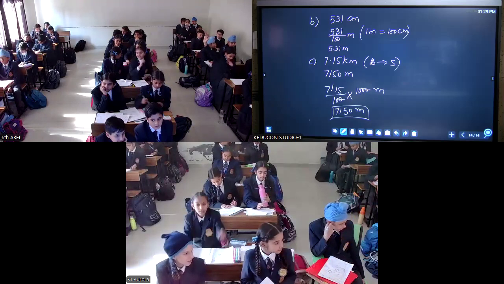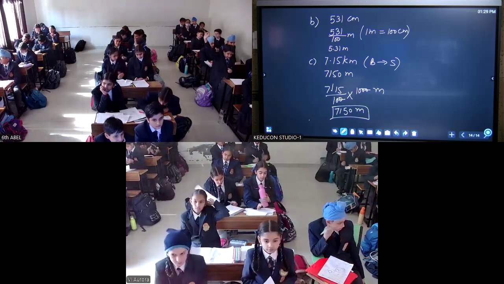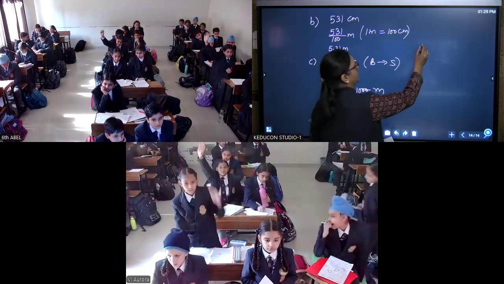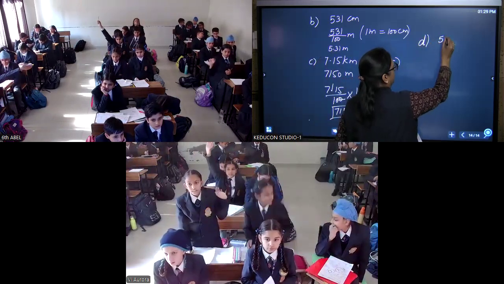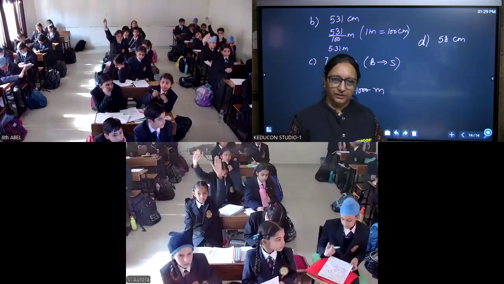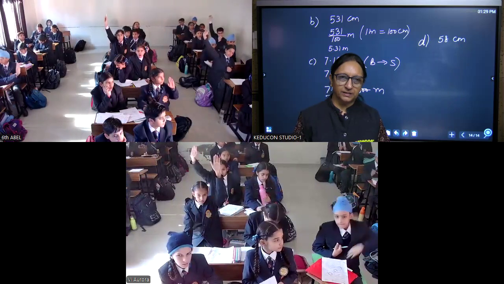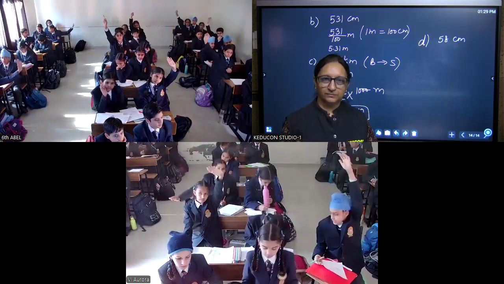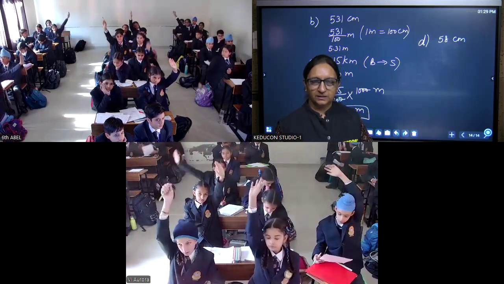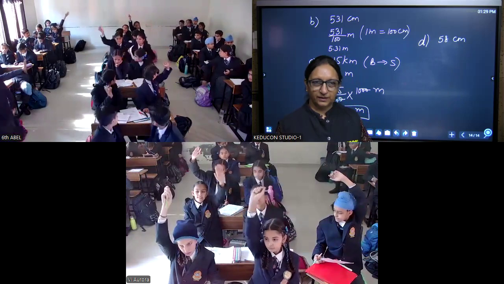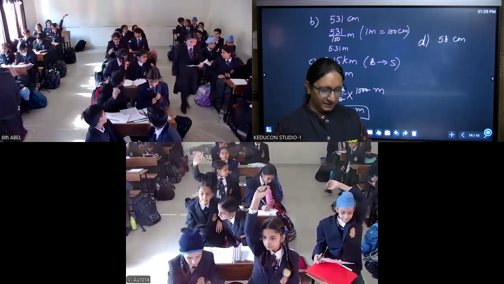This is a very important part of the chapter. Next is 58 centimeter. D part, 58 centimeter. We are converting it into meters. Already we have done the same question before. Yes, A section, middle row. Yes, middle row, third bench from the back I think. Girls. Yes, center. Yes.